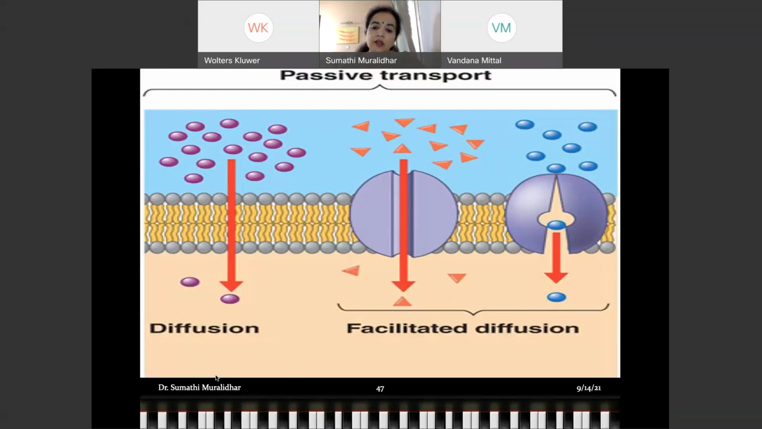Whereas in facilitated diffusion, there are certain carriers to facilitate. Please remember, this is different from active transport because there is no energy involved here. Again, from higher concentration to lower concentration it goes, and there's no involvement of energy. Therefore, this is a type of passive transport only. The only thing is, it is facilitated, as shown in this picture. It's made easy to travel from the higher concentration to lower concentration.